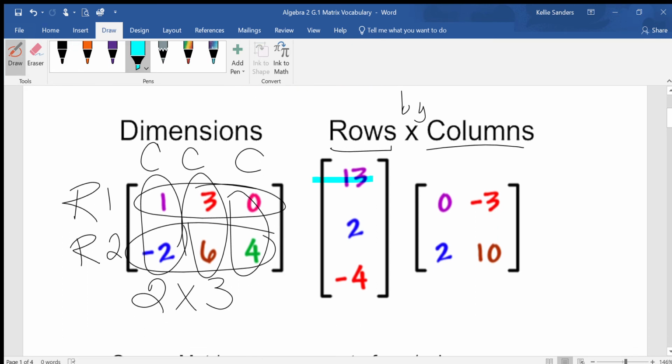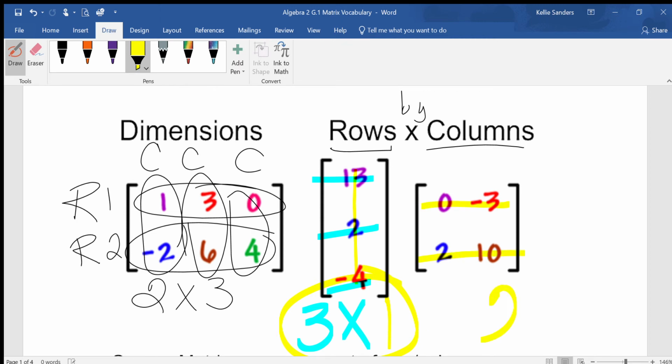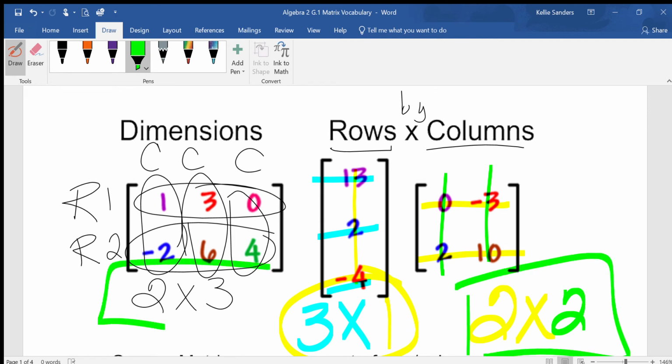On this one, there are 3 rows. There is 1 column. So this is a 3 by 1. On this, there are 2 rows and 2 columns. So this is a 2 by 2. 2 by 3, 3 by 1, 2 by 2.